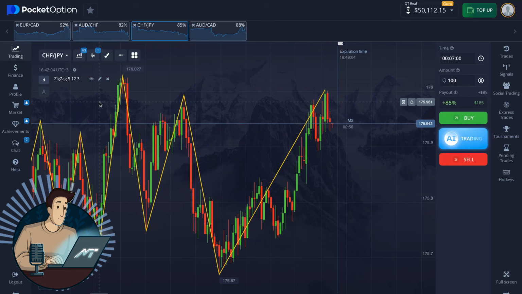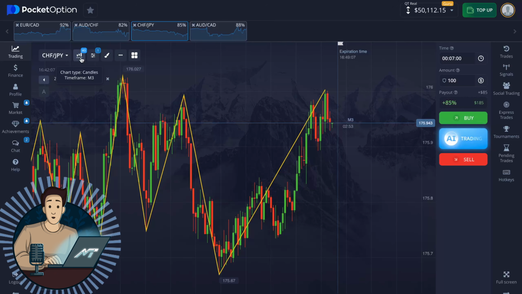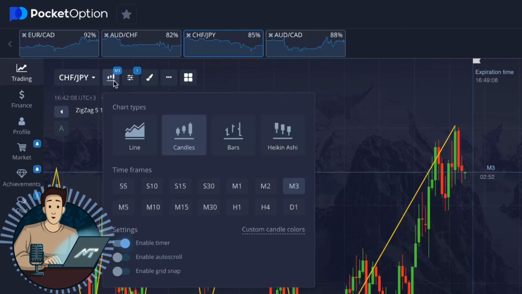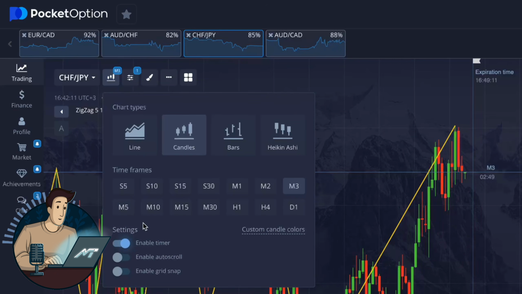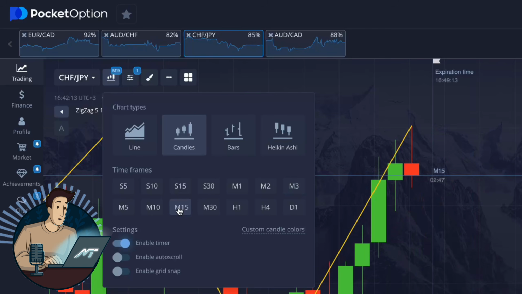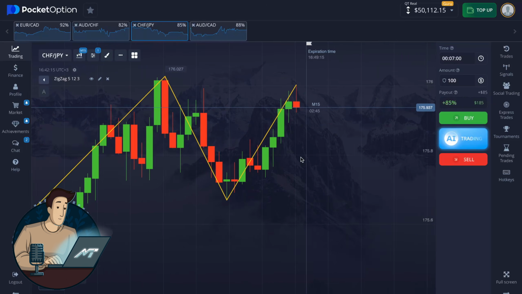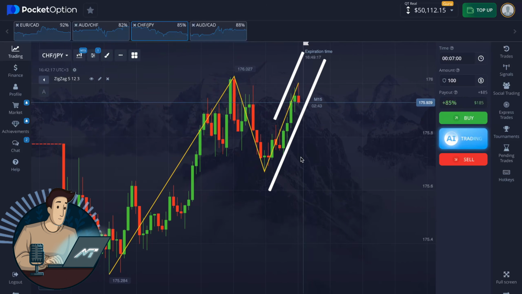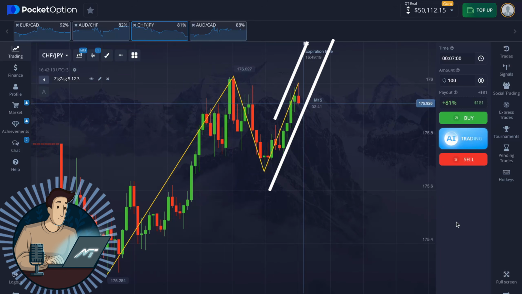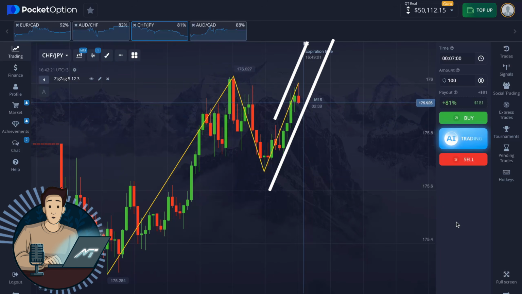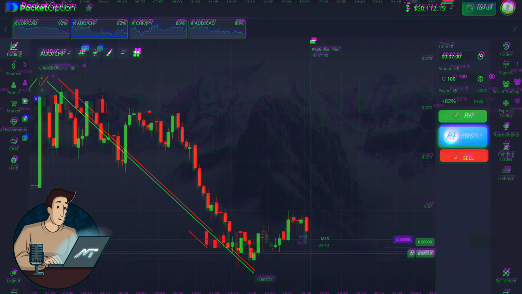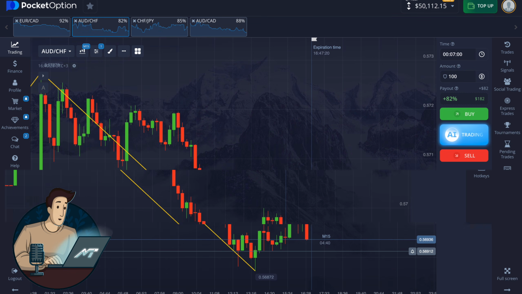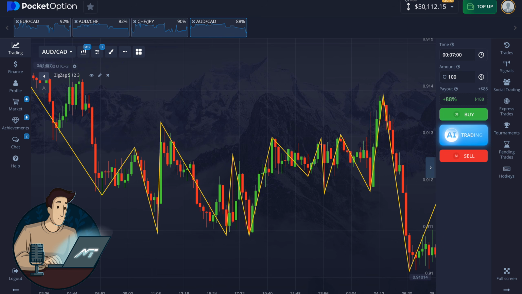Secondly, the ZigZag also excels at highlighting global trends on higher time frames. To do this, switch to a 15-minute time frame or higher and simply watch the direction the indicator's curve is currently heading. This makes it much easier to see whether the market is moving up, down, or sideways.